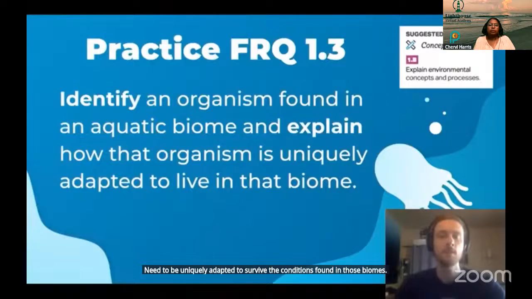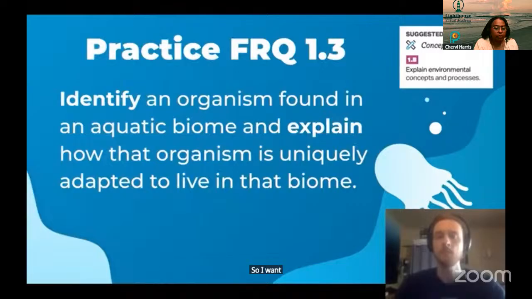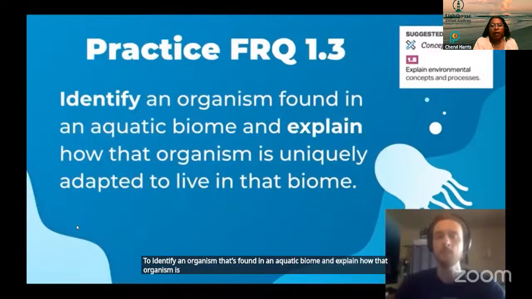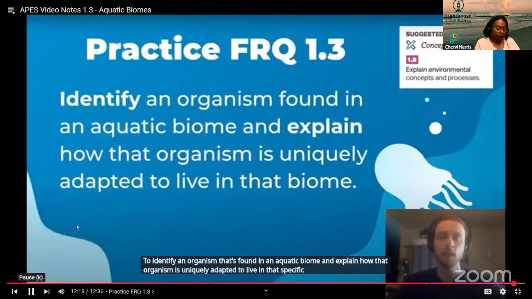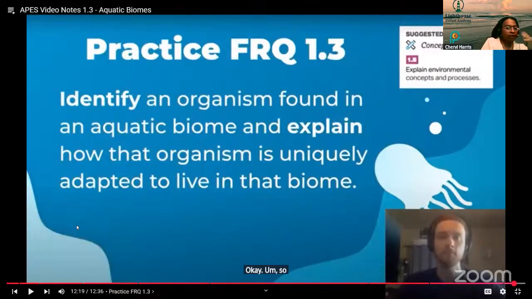Our practice FRQ for topic 1.3 today will involve concept explanation. So I want you to identify an organism that's found in an aquatic biome and explain how that organism is uniquely adapted to live in that specific biome. So up to now, you haven't done FRQs.